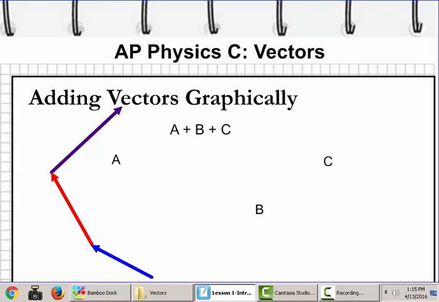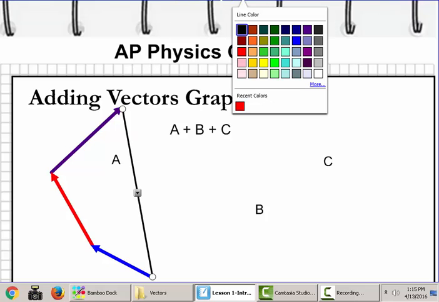Again, the resultant vector would be from where I started to my point here. Again, you end up tail, tail here, head, head here. This would be the resultant vector, and again, I'll change the thickness and change the color.